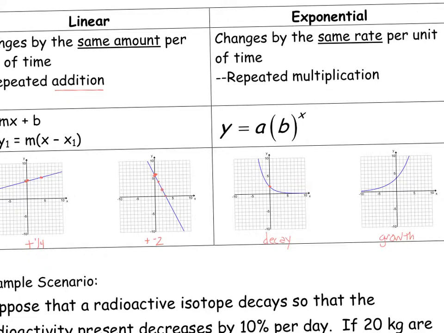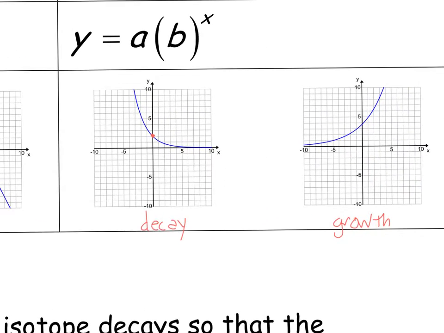So that's exponential growth or exponential decay. You are multiplying, so in the decay case your b would be between 0 and 1, so it would be a fraction. For growth, b is greater than 1. So you're multiplying by something greater than 1.